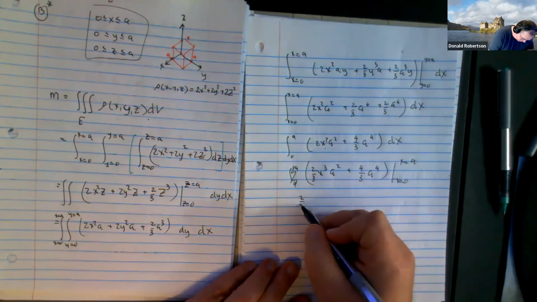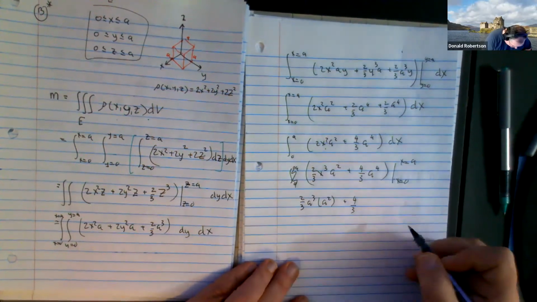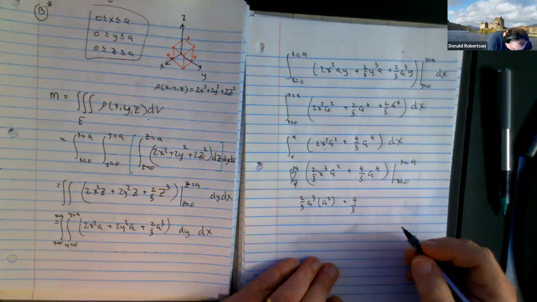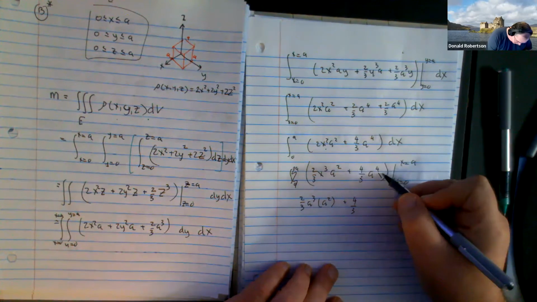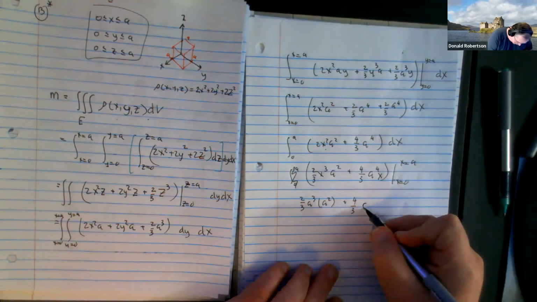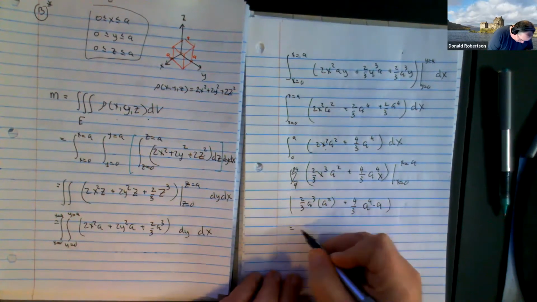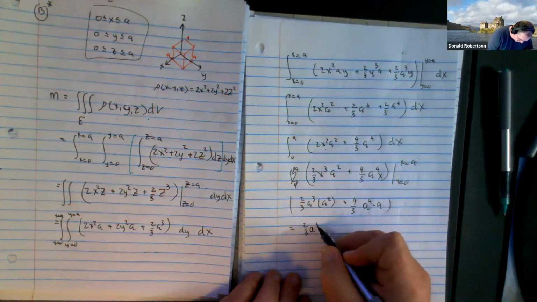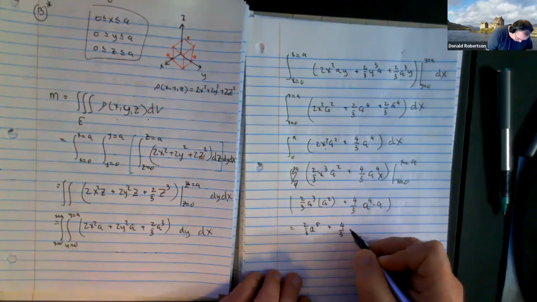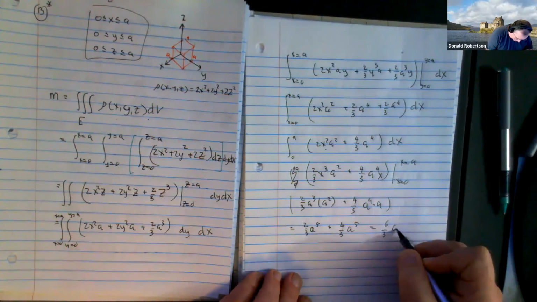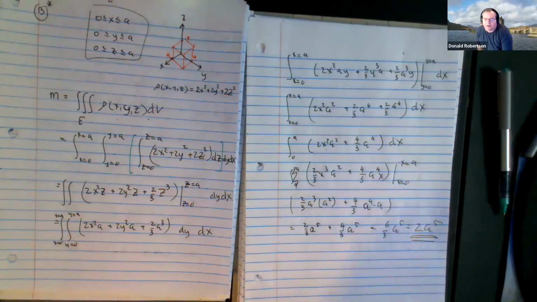2/3 a cubed times a squared plus 4/3. That should have an x in it. There we go. 4/3 a to the 4 times a. Take away a whole load of nothings. That gets me 2/3 a to the 5 plus 4/3 a to the 5, which gets me 6/3 a to the 5. After all that hard work, 2a to the power of 5.